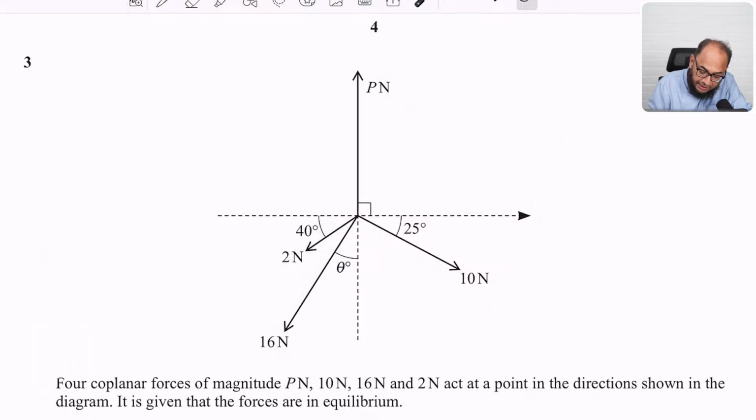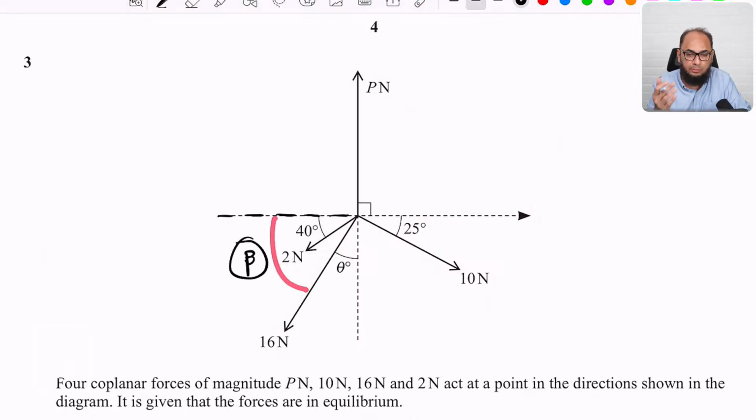So the first thing that I'll do is label the angle of the 16 Newton force as beta degrees with the horizontal. So I'll first focus in terms of beta, and then I'll find theta. Now, why do I do that? I do that for you people, so that you have an ease of thinking: all the horizontal components with respect to the horizontal will have a cosine in it.